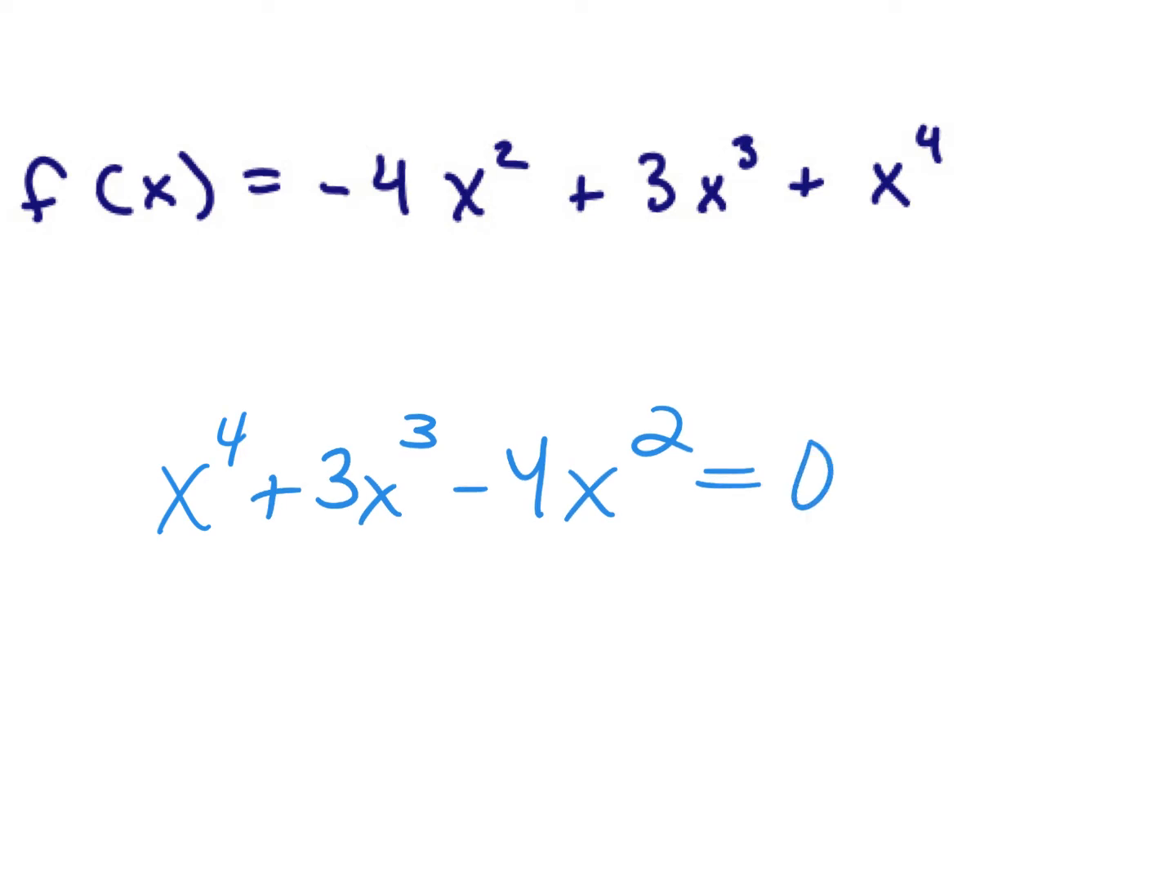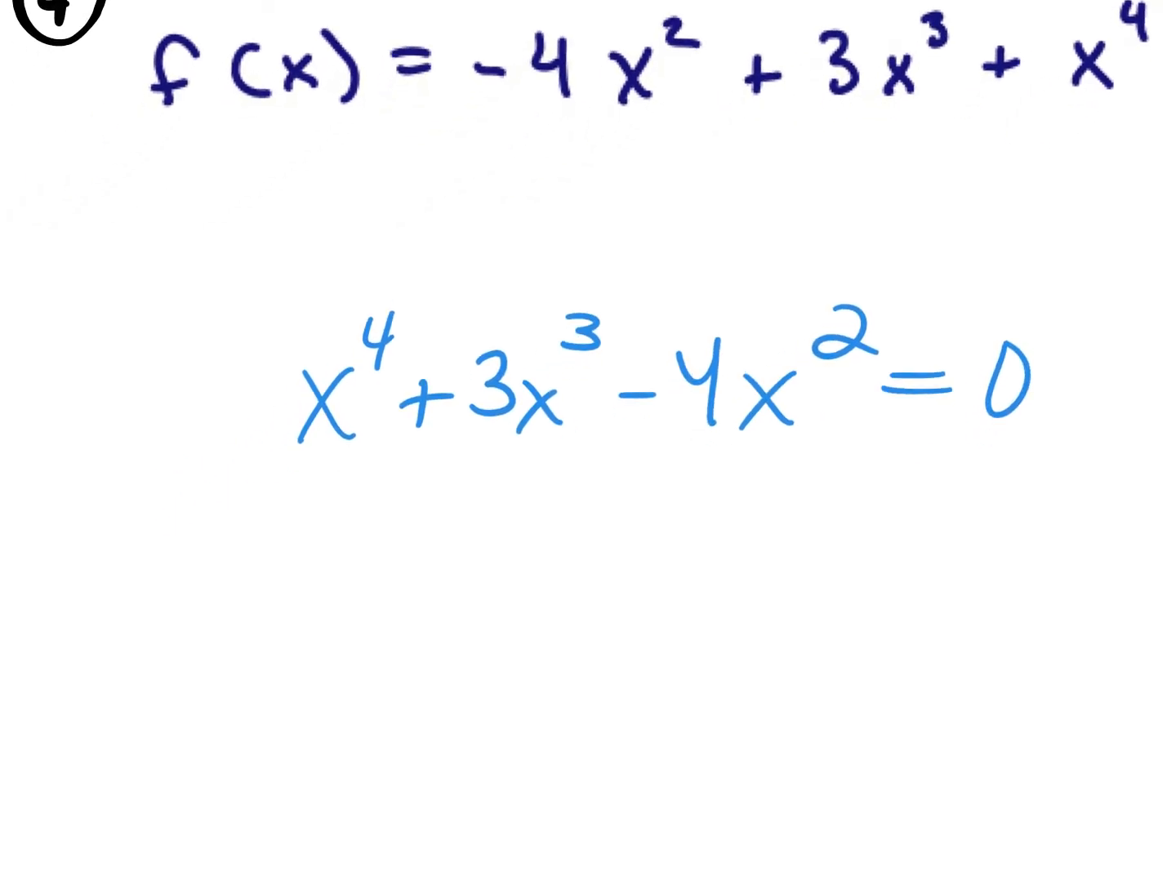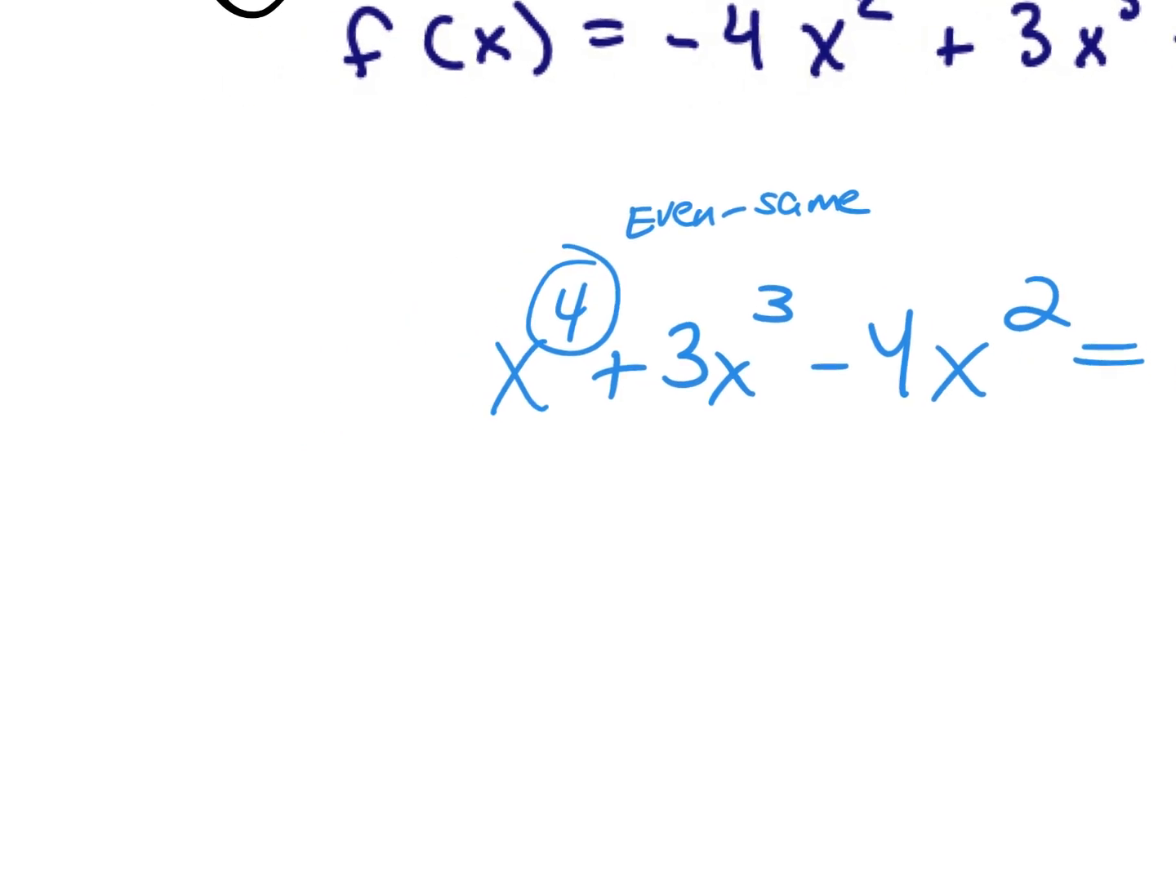Now I'm already going to set it equal to 0 because I know I'm going to factor. So 4 is my highest exponent. It's even, and I think same. So for my end behaviors, it's a parabola-ish shape. I just know that it resembles a parabola at the ends. So we're going to say, all right, what is the end behavior on the left-hand side versus the right-hand side?